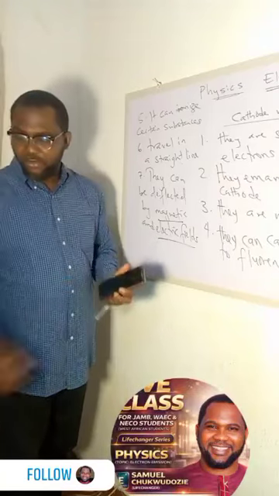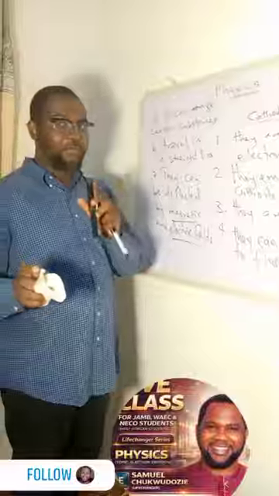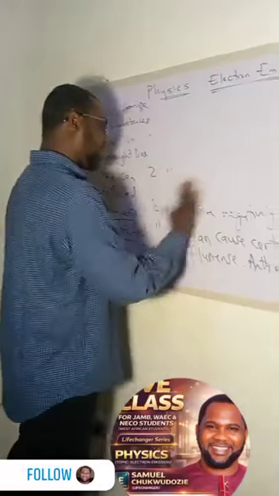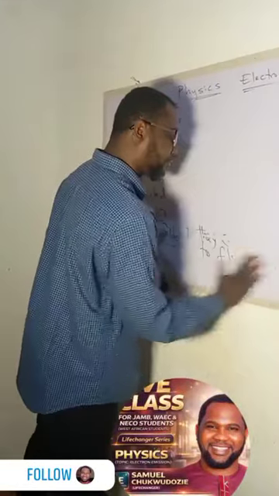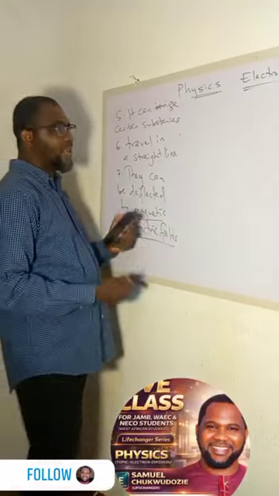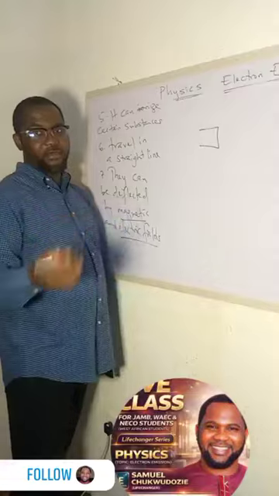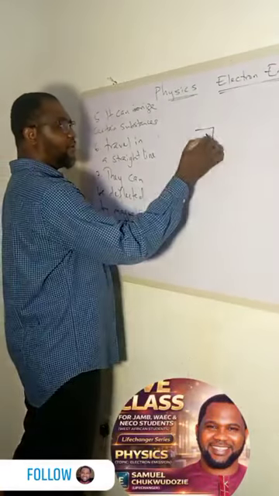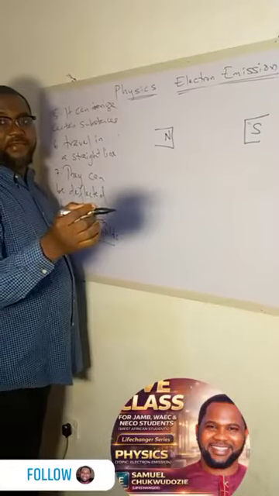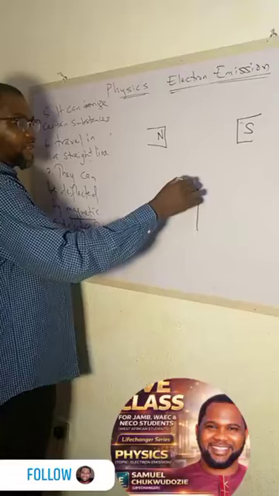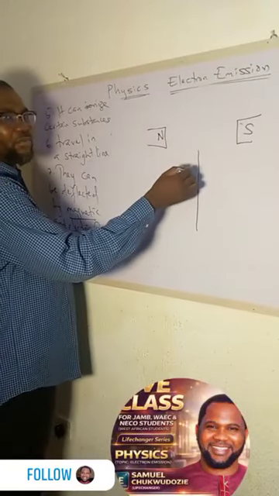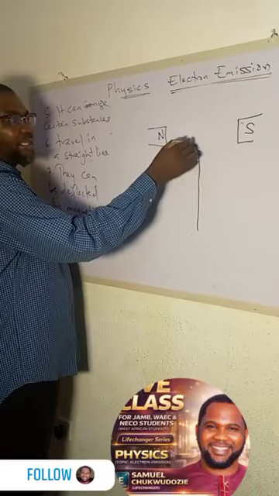But I want to say something here before I move to the next thing. Very important. Now, if I have a magnetic field, please take notes. If I have north and I have south and I have cathode rays coming this way, remember they travel in a straight line. Immediately they come in between this magnetic field, the cathode rays, which are negatively charged, are usually attracted to the north.